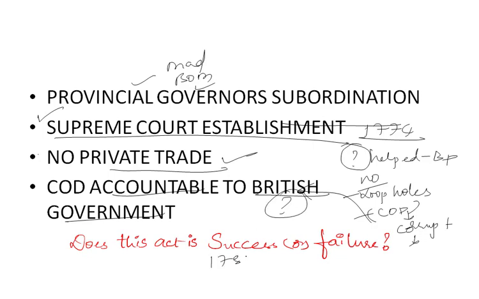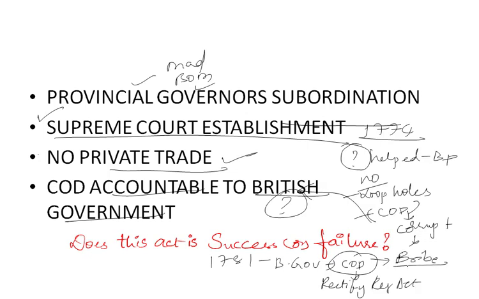Point number 1. In 1781, the British government again called the Court of Directors to inquire about this and tried to rectify the defects of the Regulating Act. However, the Court of Directors bribed the British government. They gave some money and made an Act of Settlement, requesting the government to stay silent for a few years. So by this we can conclude that the Regulating Act of 1773 was a huge failure.